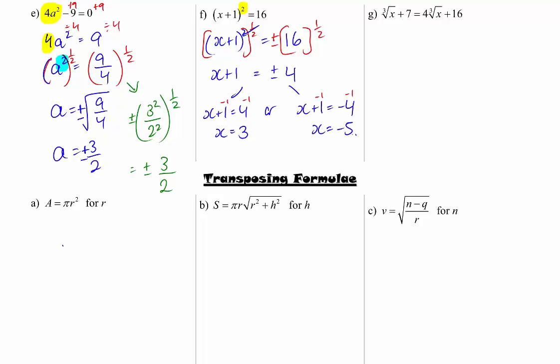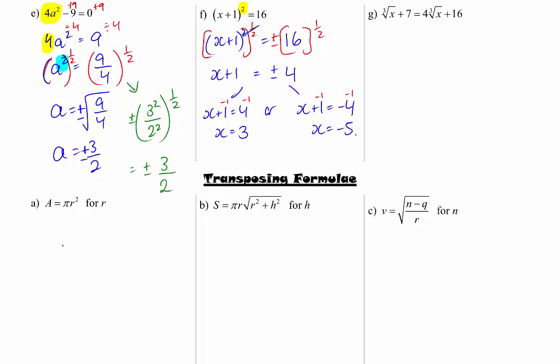And you can check as well with all of these by plugging back into your original. So here's x plus 1, 3 plus 1 is 4, 4 squared is 16. So negative 5 plus 1 is negative 4, all squared, positive 16. So I can check my answer.